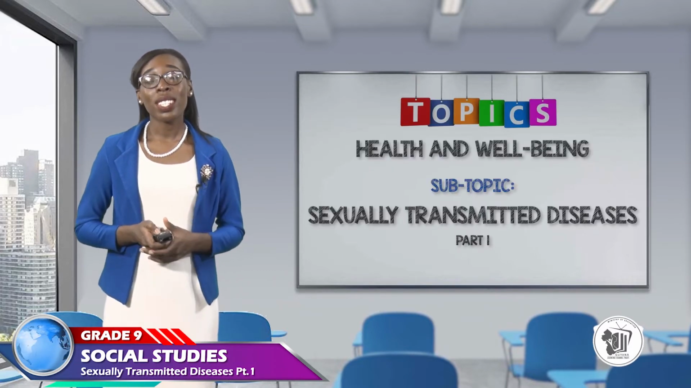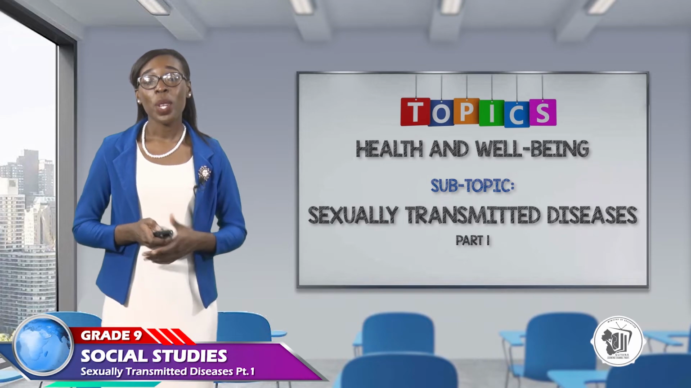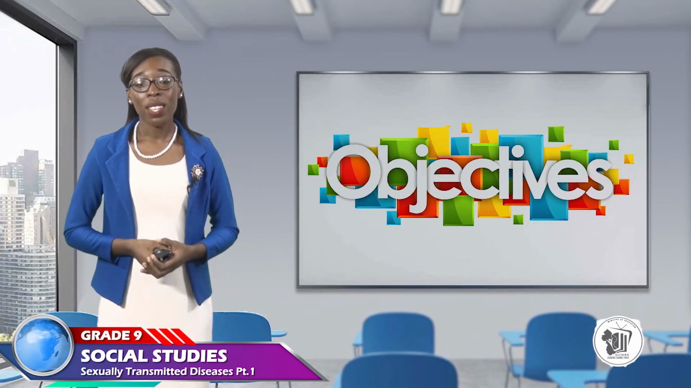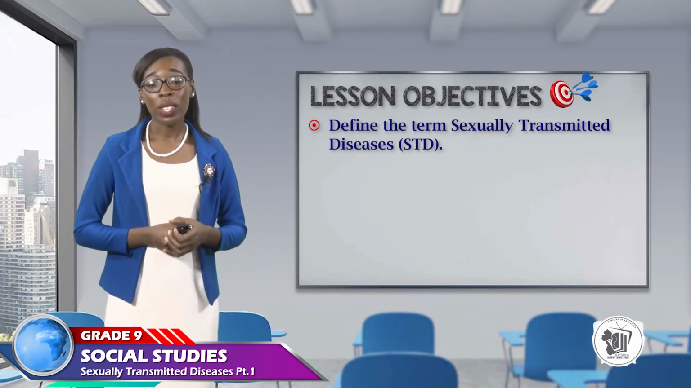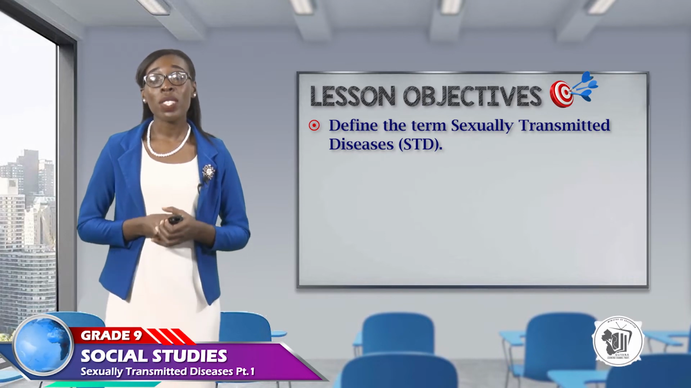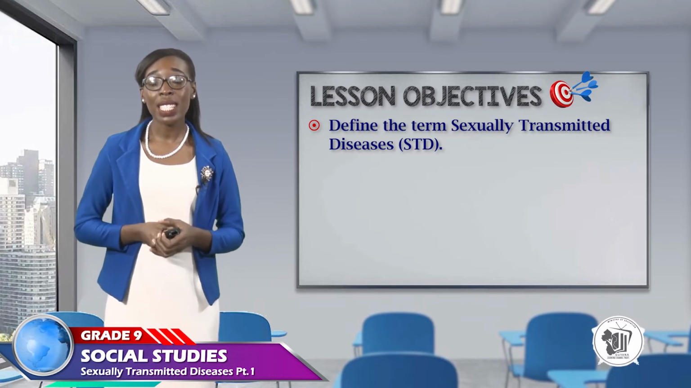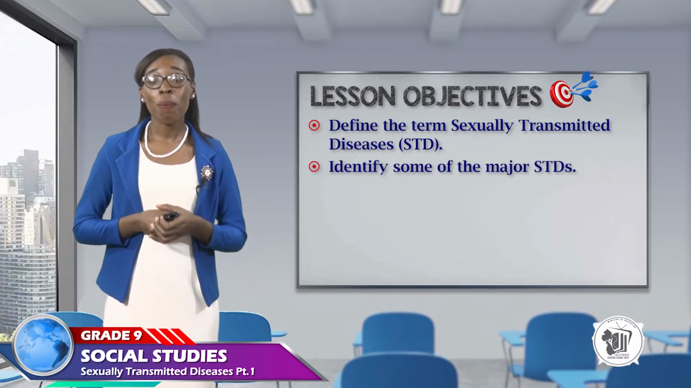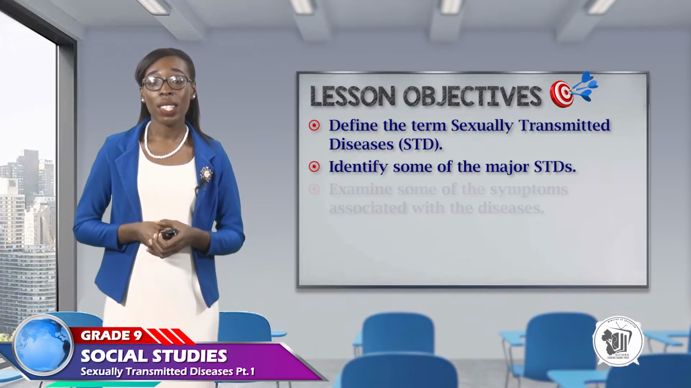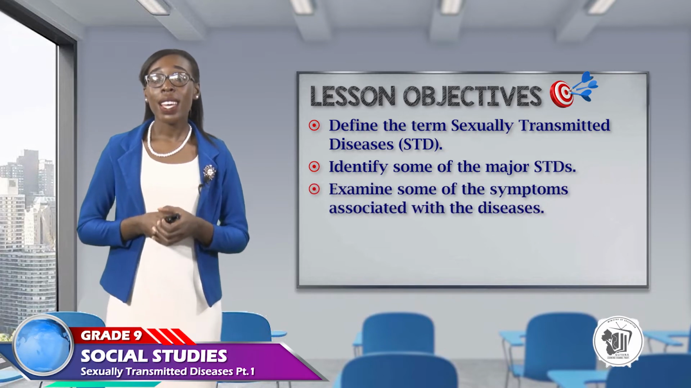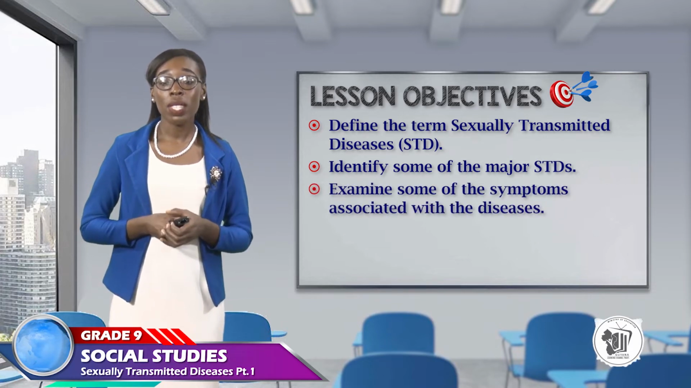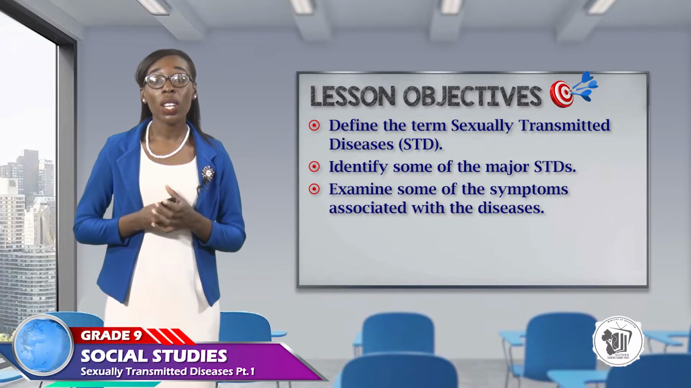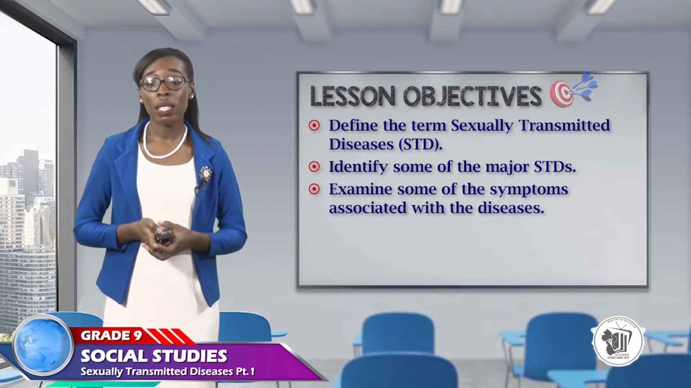Now let's move straight into today's lesson. What are our objectives? Students should be able to 1. Define the term sexually transmitted diseases, known as STDs. 2. Identify the major STDs. And 3. Examine some of the symptoms and signs associated with those STDs.